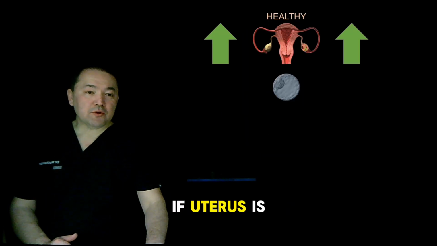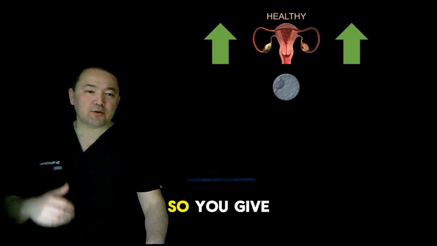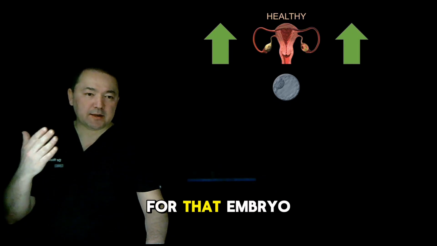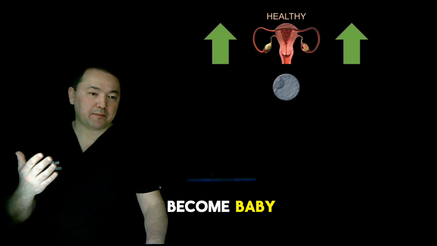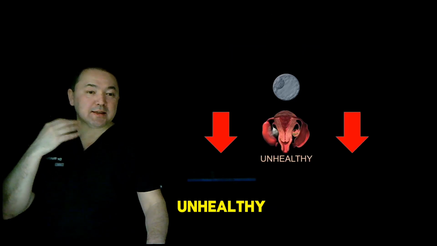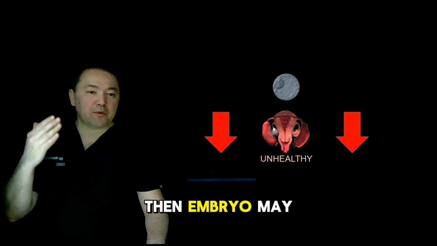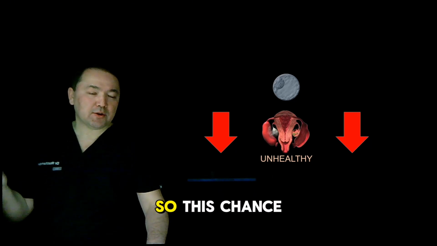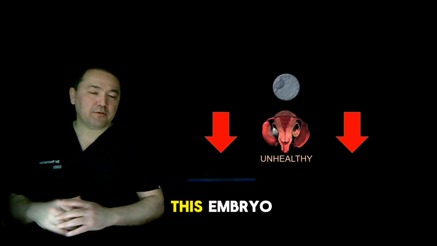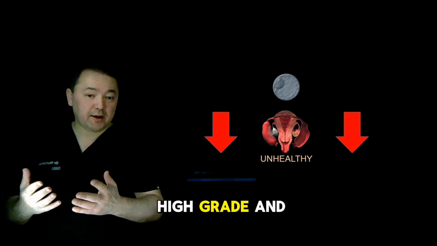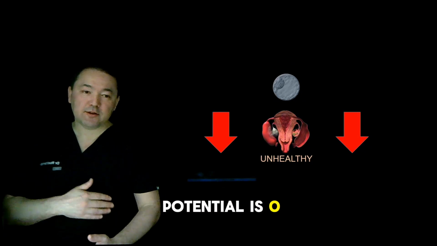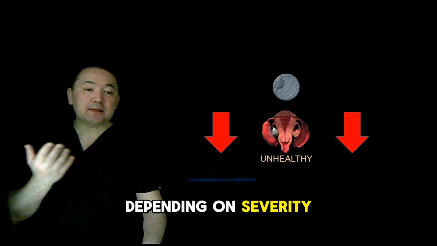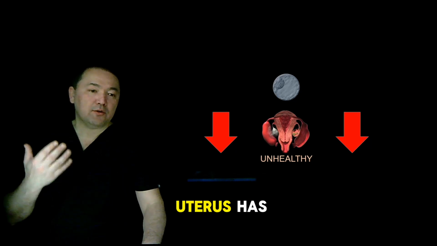If the uterus is entirely healthy, you give full potential for that embryo to implant and become a baby. If the uterus is unhealthy, then the embryo may not attain its full potential. It may not be able to implant. So the chance of implantation for this embryo, even if it's high grade and has a full potential, is 0 to 100, depending on the severity of the condition the uterus has.